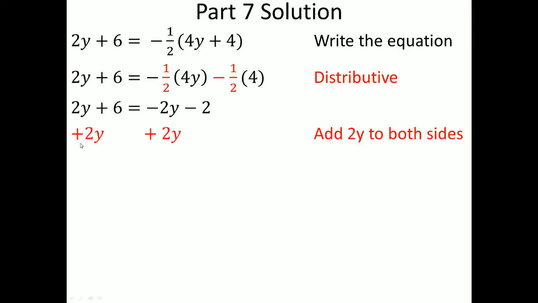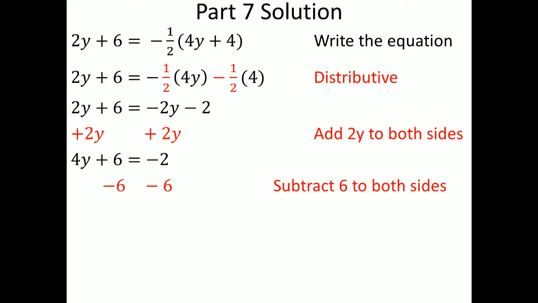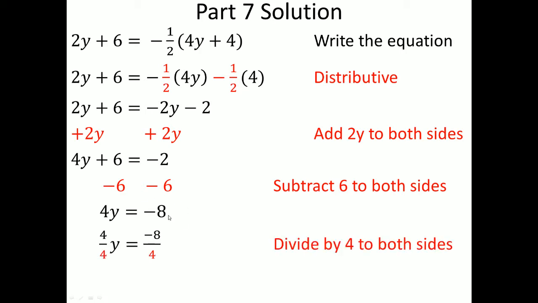Add 2y to both sides because again you're moving the smallest of the variable. You get 4y plus 6 equaling negative 2. Subtract 6 from both sides. It's 4y that is left on the left hand side. Negative 2 minus 6, right? A negative, subtract, right? This becomes a bigger negative. Becomes negative 8. Divide by 4 on both sides. You get y equaling negative 2. That is how you know that is the solution.